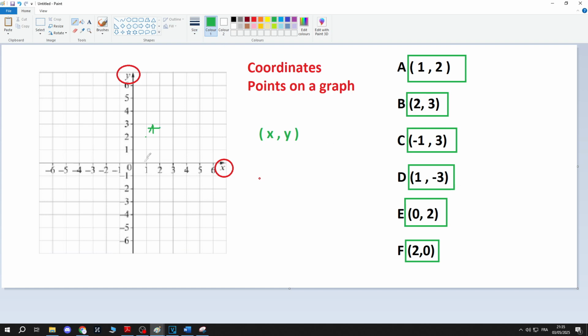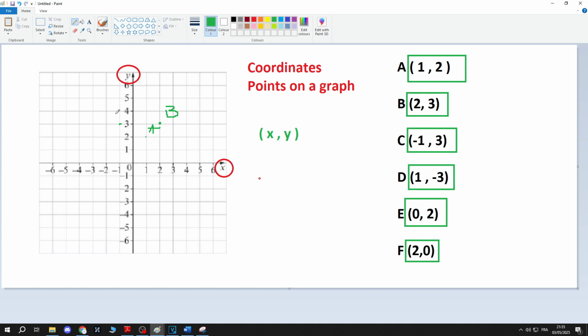Same here. B: x is 2, y is 3. So it's right here. So this is point B. Now, what about C? C is negative. When x is negative 1, y is 3. Negative 1 is right here, and 3 is up here.